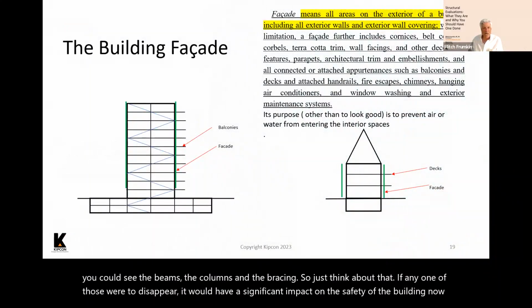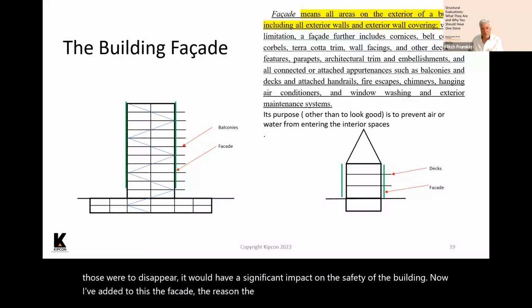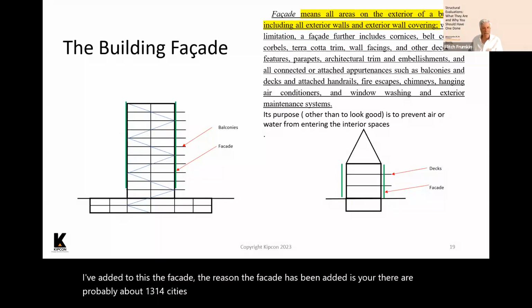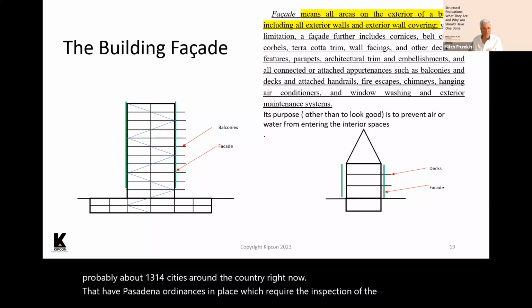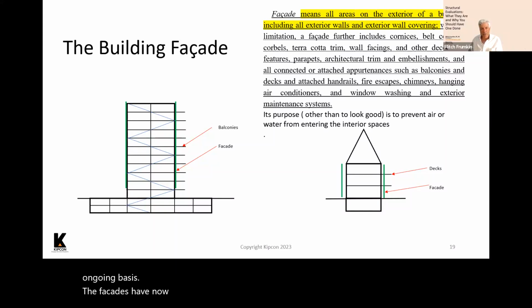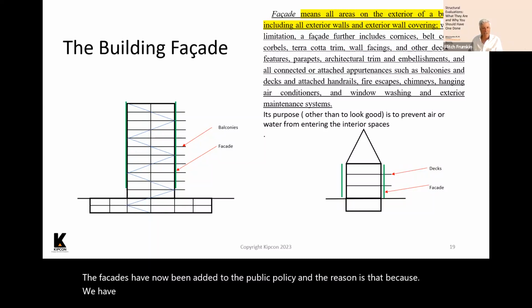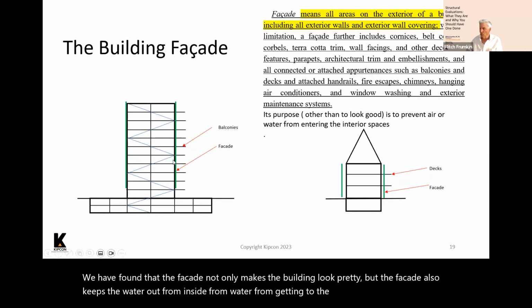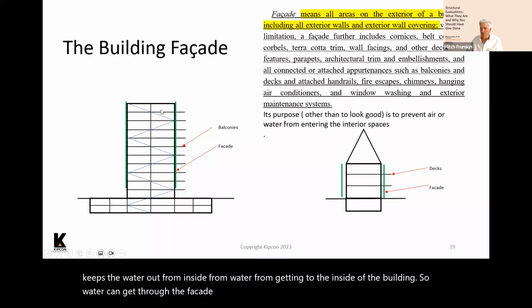Now, I've added to this the facade. The reason the facade has been added is there are probably about 13 or 14 cities around the country right now that have facade ordinances in place, which require the inspection of facades on an ongoing basis. The facades have now been added to the public policy, and the reason is because we have found that the facade not only makes a building look pretty, but the facade also keeps water from getting to the inside of the building. Water can get through the facade, get to the primary load-bearing system, and rot it away and cause deterioration.